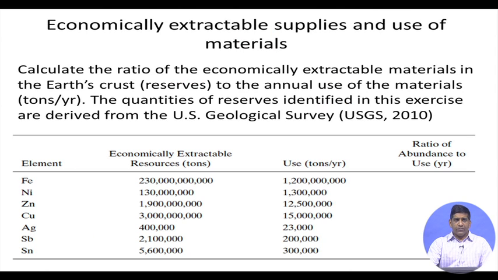So if you look at the ratio of abundance, looking at the same problem now, we start looking at what is the economically extractable resource and how much use per ton we have for these different elements. Earlier, in the earlier table and problem that we looked at, we were looking at what if the entire amount of this element present can be extracted. But now we are looking at the economically extractable resource, not the entire one, and we are putting their usage next to it.